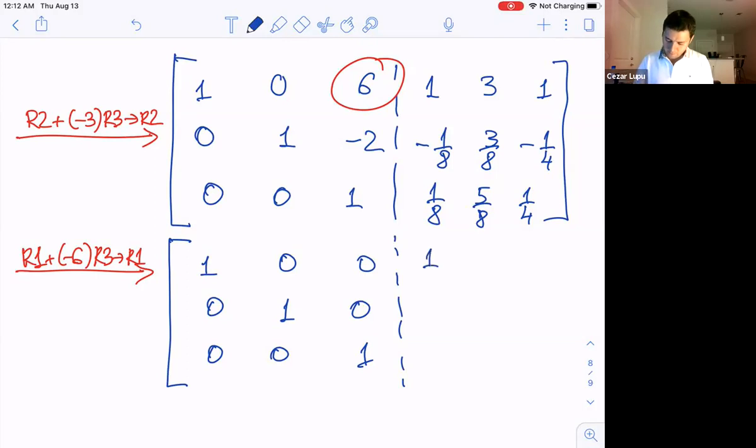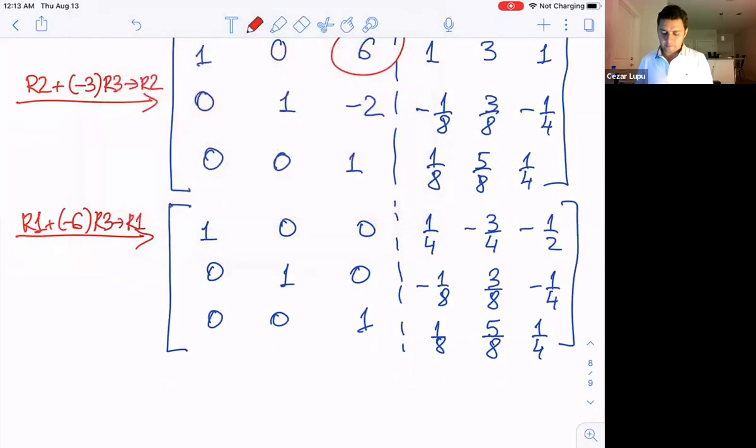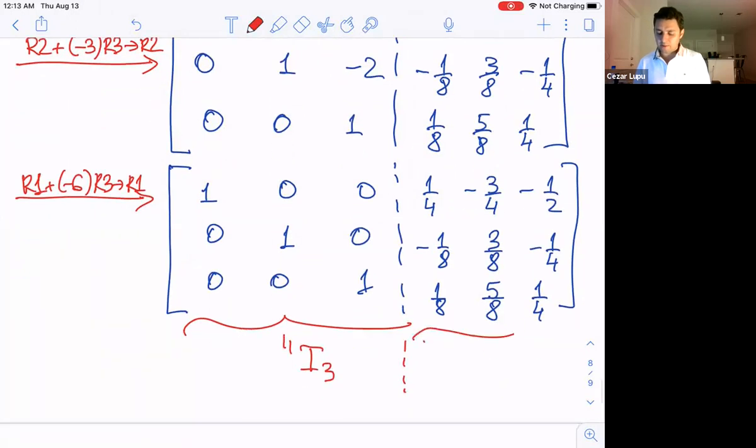We'll have 1/4, -3/4, -1/2, -1/8, 3/8, -1/4, here I'll have 1/8, 5/8, and 1/4. Guess what? Now, this is nothing else than just the identity, if you look at it. And here, this is followed by this matrix that is nothing else than just the inverse.